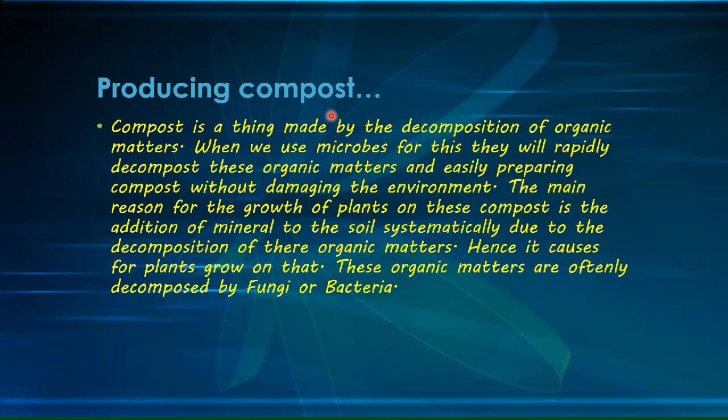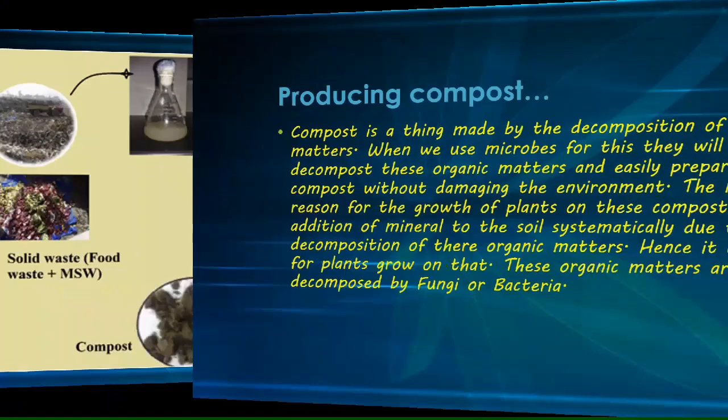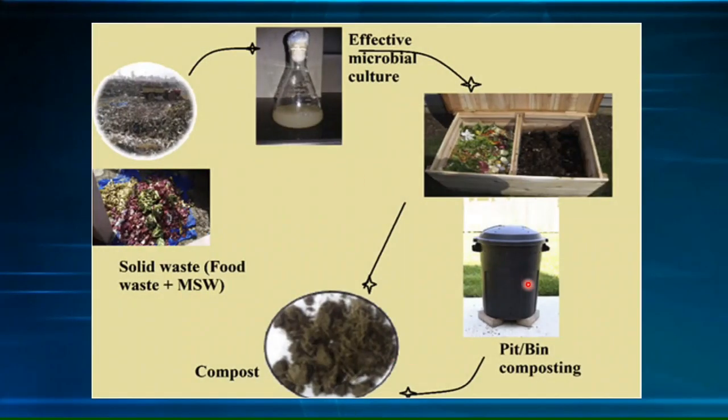That's the reason why plants grow well on compost layers, because under the compost layer there are many vitamins and minerals. So mainly for compost production, fungi and bacteria are used. You can see here a picture of decomposition of organic matters.